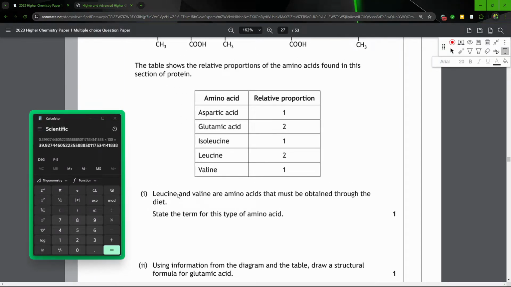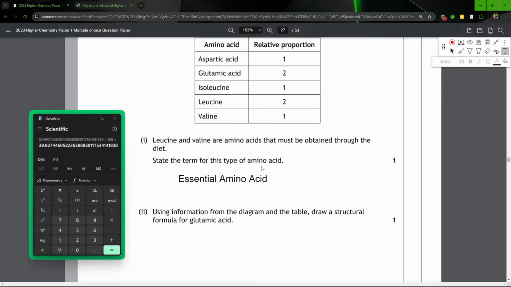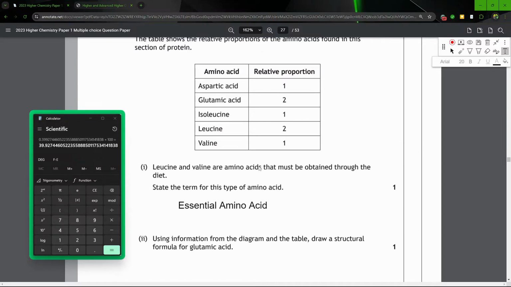Leucine and valine are amino acids that must be obtained through the diet. State the term for this type of amino acid. This is another thing you just can't remember. It's essential amino acids. So yeah, essential amino acids, stuff you need to get from the diet. Don't confuse them with essential oils. But yeah. Using information from the diagram and the table, draw a structural formula for glutamic acid.